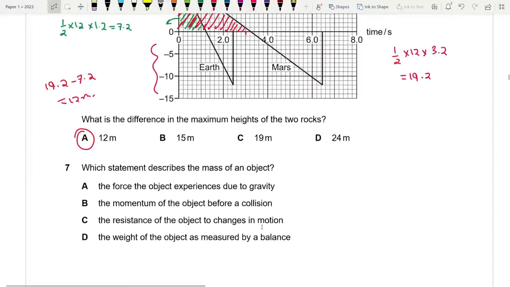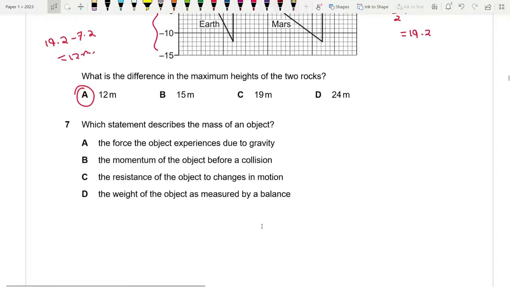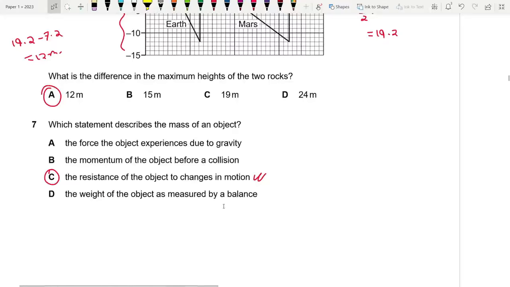Which statement describes the mass of an object? So mass is usually associated with inertia. It's the ability of a body to resist changes in motion. So yeah, that's option C, clearly. The others, you don't even need to read them, because mass is basically a measure of inertia. So I'm basically looking for something which talks about the resistance of an object to changes in motion, right?